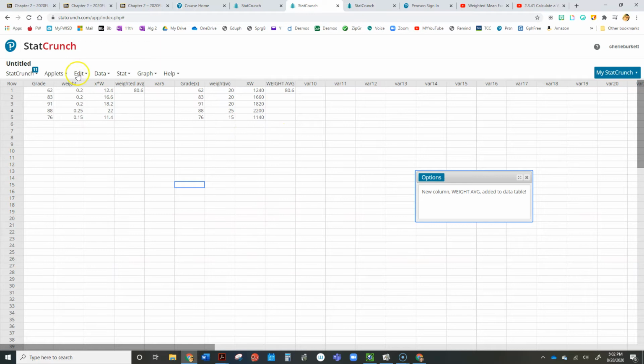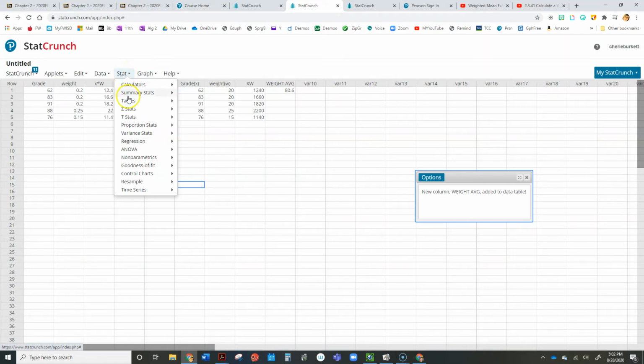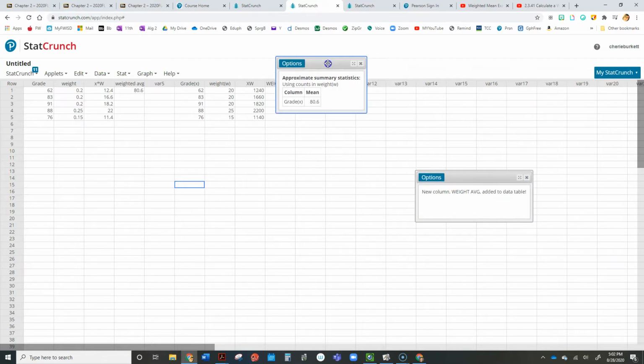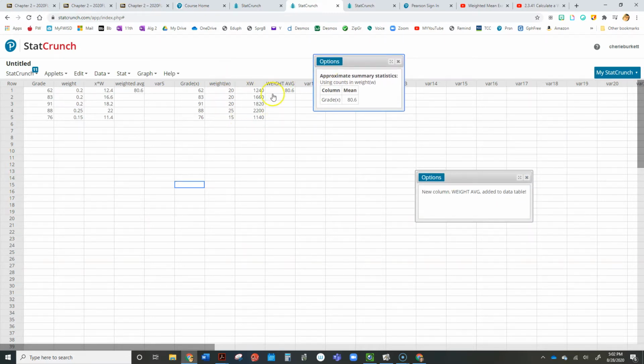So again, this way, StatCrunch doesn't care. But look what happens if I do it the other way. In StatCrunch, you go to Summary Stats, and you go to Grouped Bin Data. If I do the grade and the weight, I have to select the right one, grade with an X, put that in the bins, and the count is the weight, the weight with the little W. If I tell it to find the mean, it says okay, and it comes out to be 80.6. So it does this one fine.